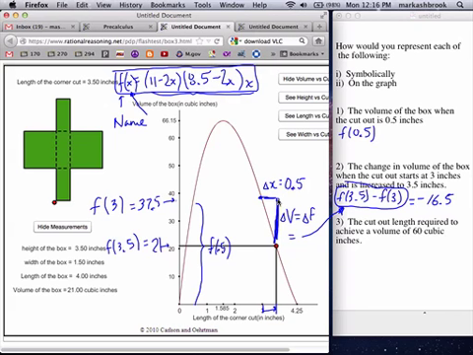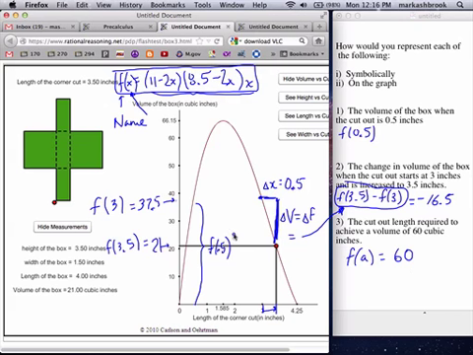Okay, the cutout length required to achieve a volume of 60 cubic inches. Anyone think they got this? Okay, I'm going to call, so X we're going to just reserve for all values. So can I say A? Did you put this? That represents the cutout length. I'm calling it A. We could call it C. That results in a box of 60 cubic inches.